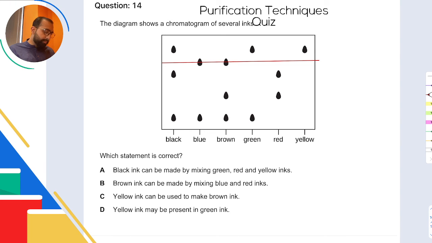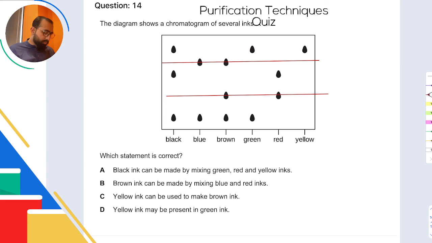Black ink can be made by mixing green, red, and yellow. Let's see. What this means is that black can be made if all the dots of green, red, and yellow are present in black. Red has this spot, this one, that is not present in black. So that's wrong. Brown ink can be made by mixing blue and red. So brown must have every dot that is in blue or red. And that's not the case because red has this spot which is not present in brown.